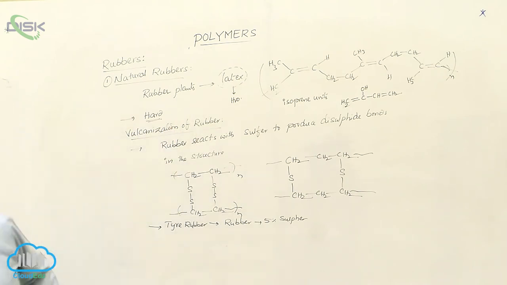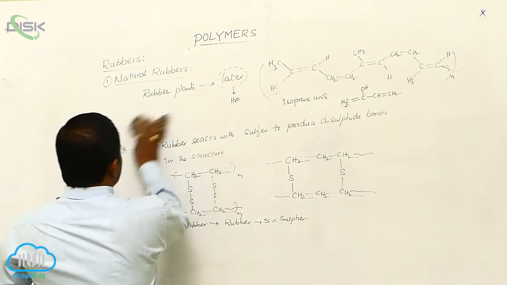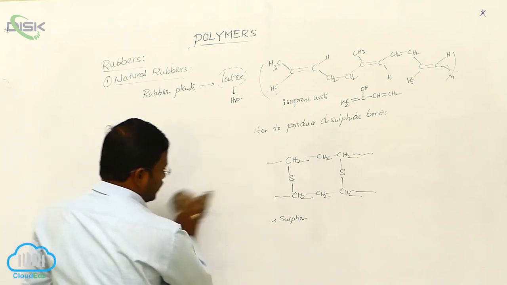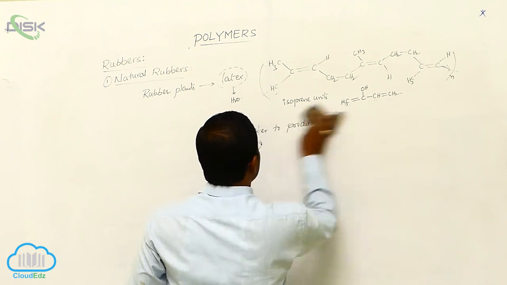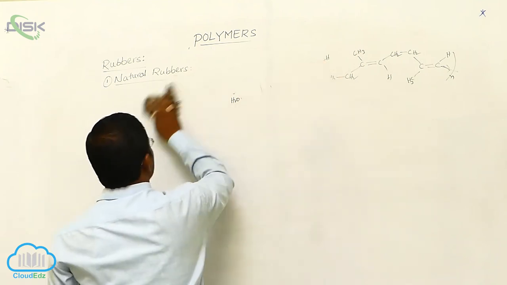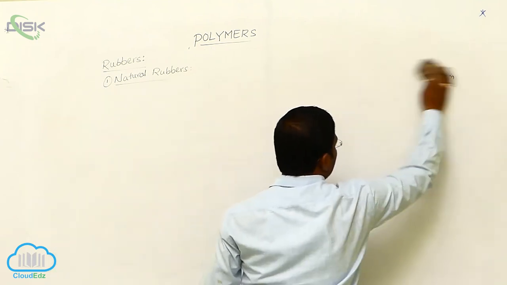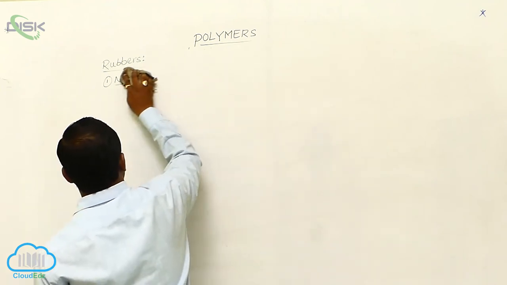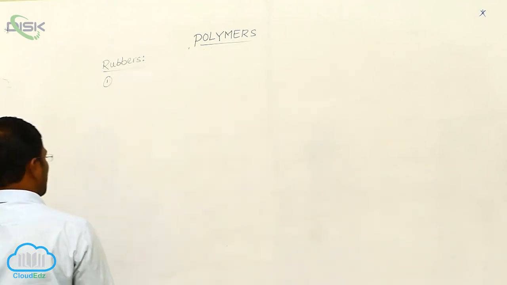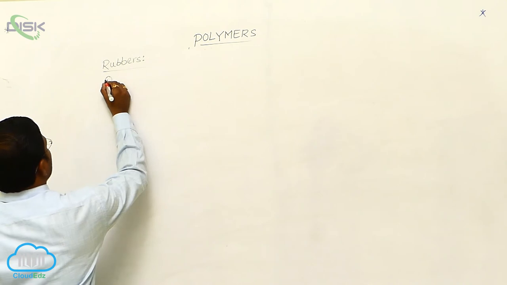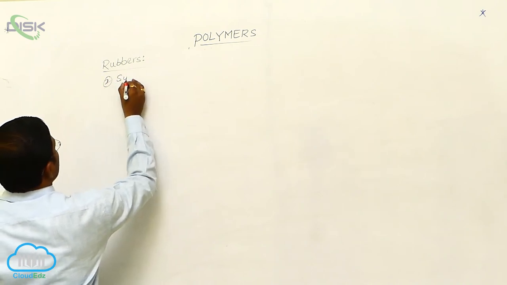And one more example is synthetic rubber, which is also available. What is synthetic rubber? Natural rubber is generally produced from the latex. Latex is resulting from plant material or plant body. Whereas in the second one, synthetic rubbers are also available.